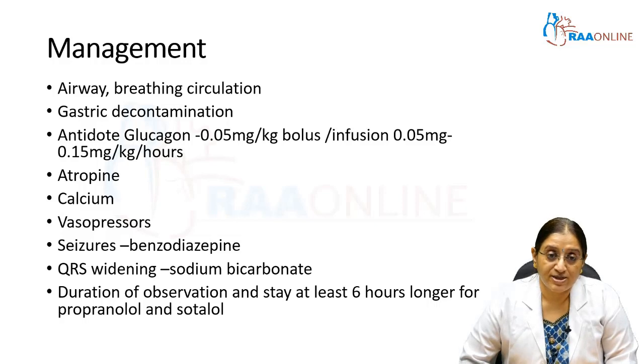Calcium is usually given during beta blocker toxicity to increase the contractility of the heart. When there are features of shock, vasopressors might also be needed. When there is central depression or seizures due to centrally acting beta blockers, benzodiazepines can be used for the seizure episodes. QRS widening can be treated with sodium bicarbonate.